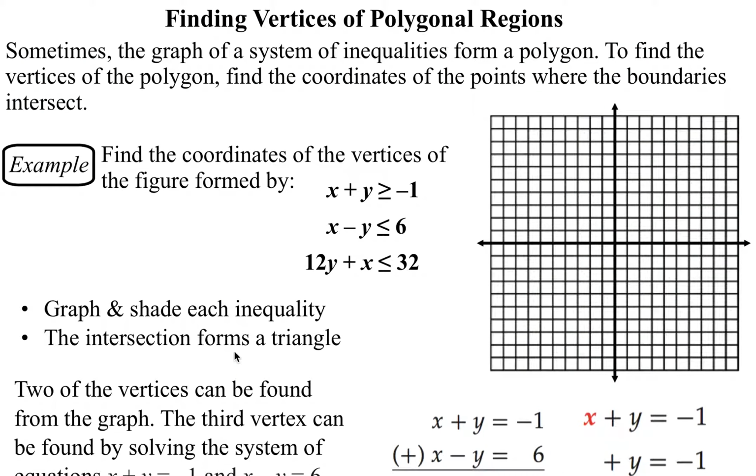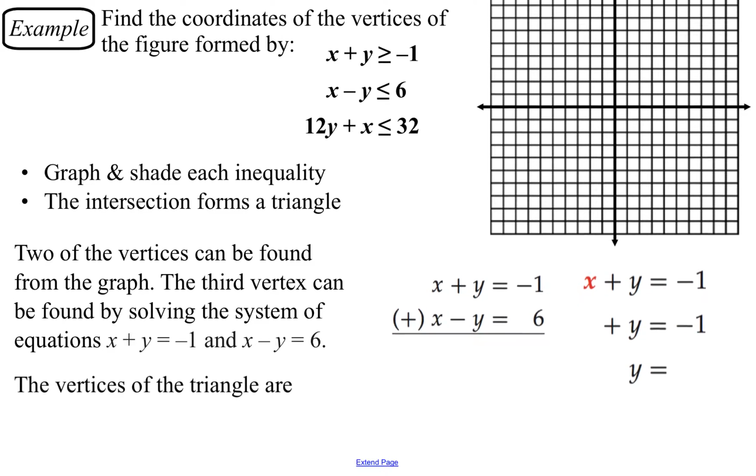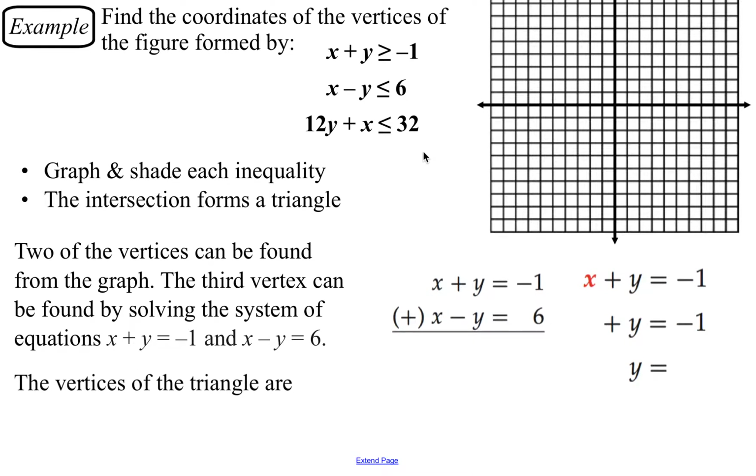So here's an example where we're going to find the vertices of a polygon that's created by these boundary lines. The first example says find the coordinates of the vertices of the figure formed by these three inequalities. So first of all, we're going to graph and shade each of those inequalities, and then we're going to find that intersection. And I've told you that forms a triangle.